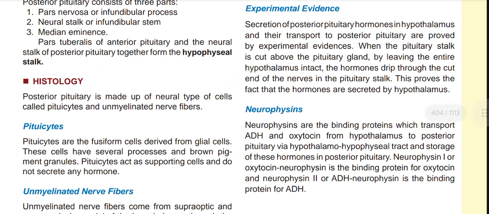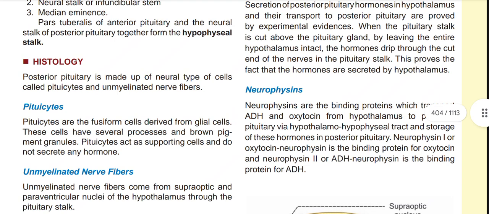The posterior pituitary is made up of neural type of cells called pituocytes and unmyelinated nerve fibers. Pituocytes are fusiform cells derived from glial cells. These cells have several processes and brown pigment granules. Pituocytes act as supporting cells and do not secrete any hormone.